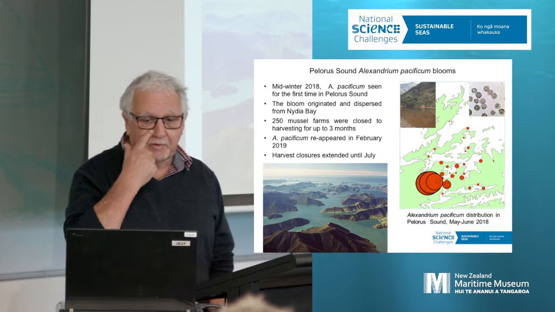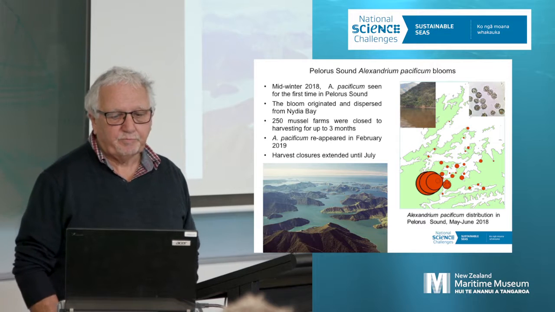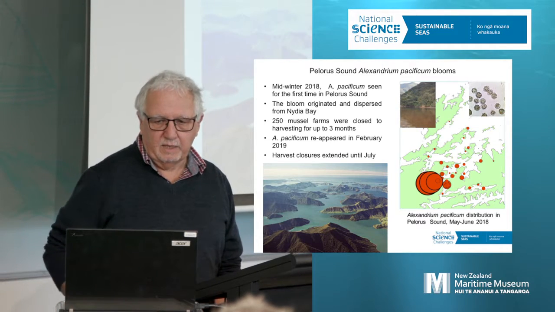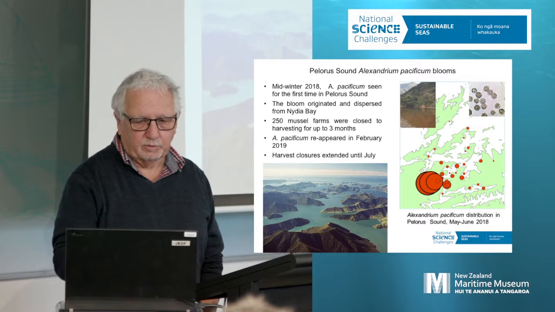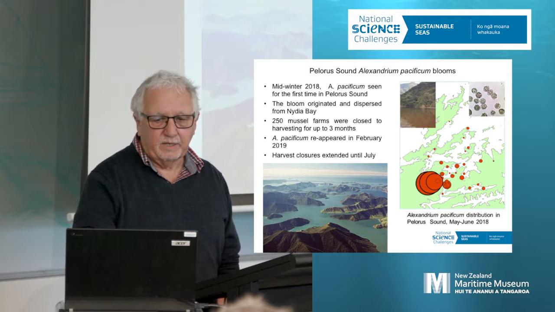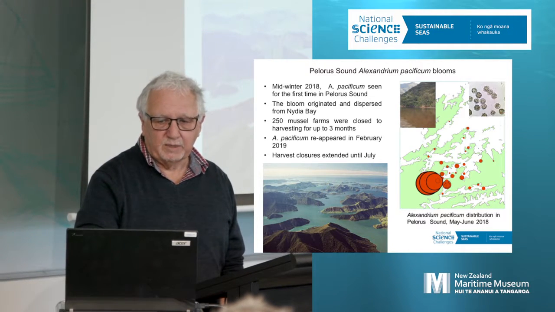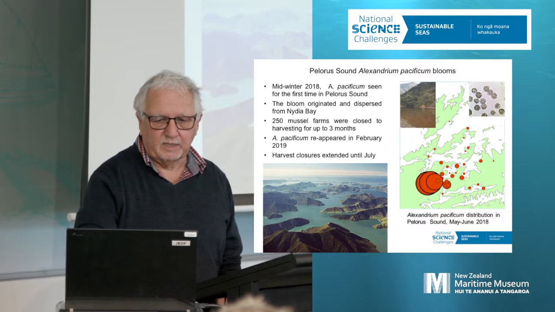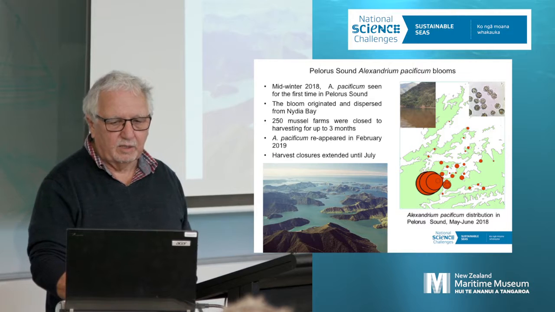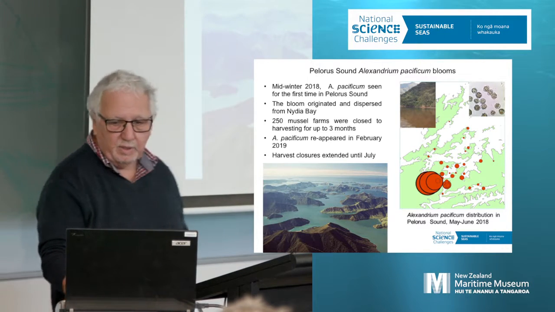About 250 mussel farms were closed for a period of up to 3 months, and caused major problems, of course, for the industry. And then it has appeared again this year. It appeared somewhat earlier, but bloomed most intensely over the winter months. And the harvest closures extended through until near the end of July.